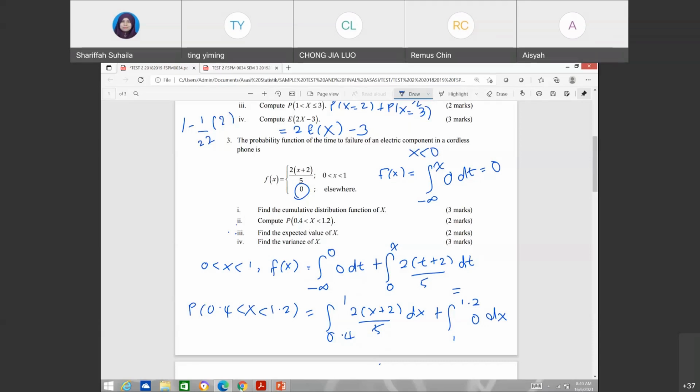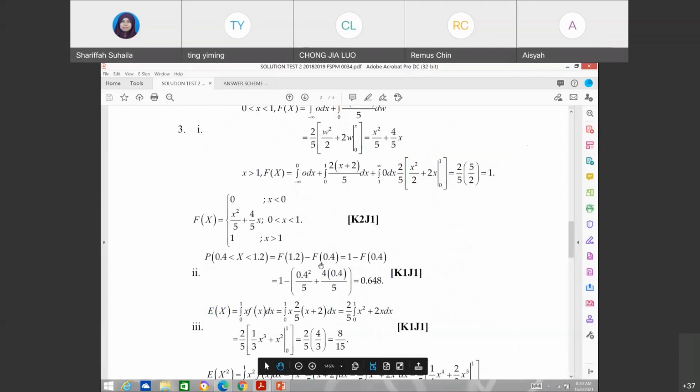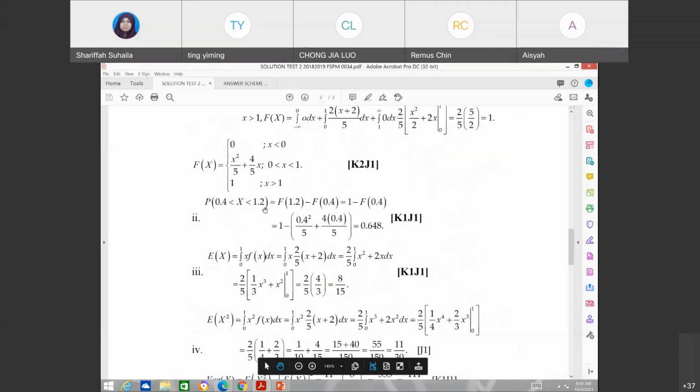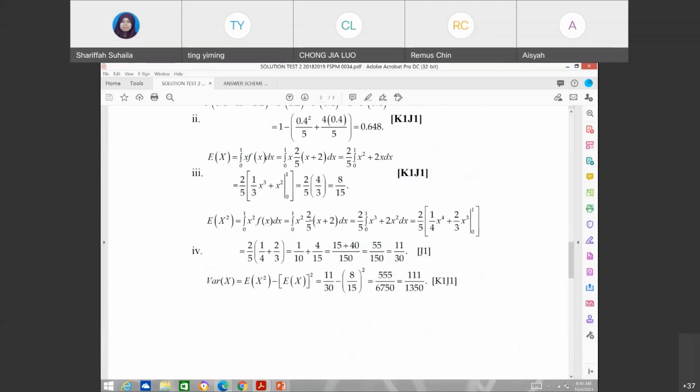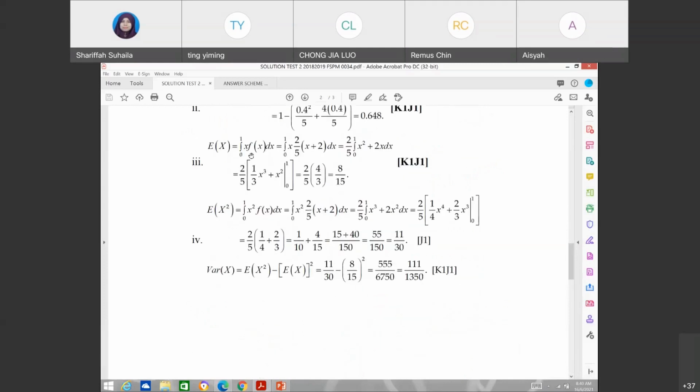Okay, ni tadi. So kalau yang tadi itu nak guna, kalau tak nak integrate, you can use back your cumulative distribution function pun boleh. Okay, EX. So EX, that means you have your X times your probability density function. Okay. So tunjukkanlah X times 5, X plus 2. So solve your integration, then you get lah what is your EX.